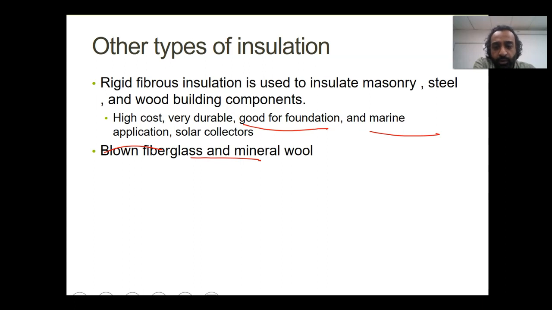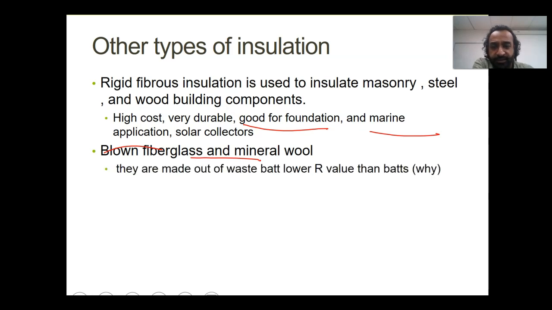Blown fiberglass and mineral wool were very popular at some point, but they're not popular anymore for many reasons, because those fibers can leak and they can cause health issues. So blown fiberglass and mineral wools are not very common, but they come packed as blankets or batts. They're made out of waste batt. It has a lower R-value because it's not packed the right way, and they are sold in bales. So they are good for some applications, but you don't want to put that in the attic or walls.